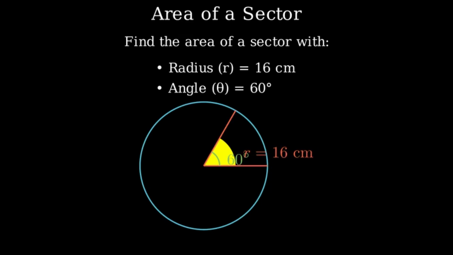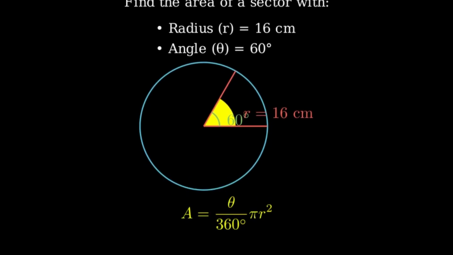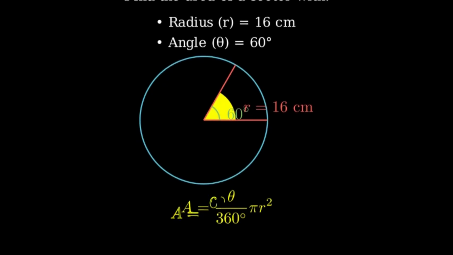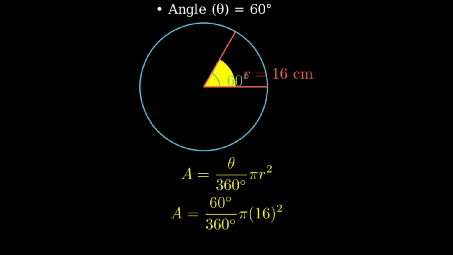The formula for the area of a sector is the angle in degrees divided by 360 degrees, multiplied by pi r squared. This represents the fraction of the circle's area that the sector takes up. Let's substitute our values. We have 60 degrees divided by 360 degrees times pi times 16 squared. Let's solve this step by step.